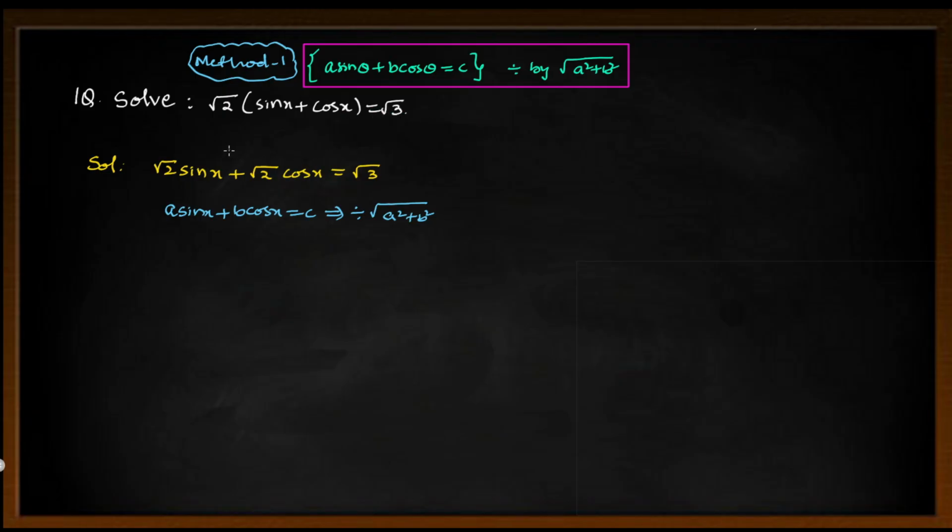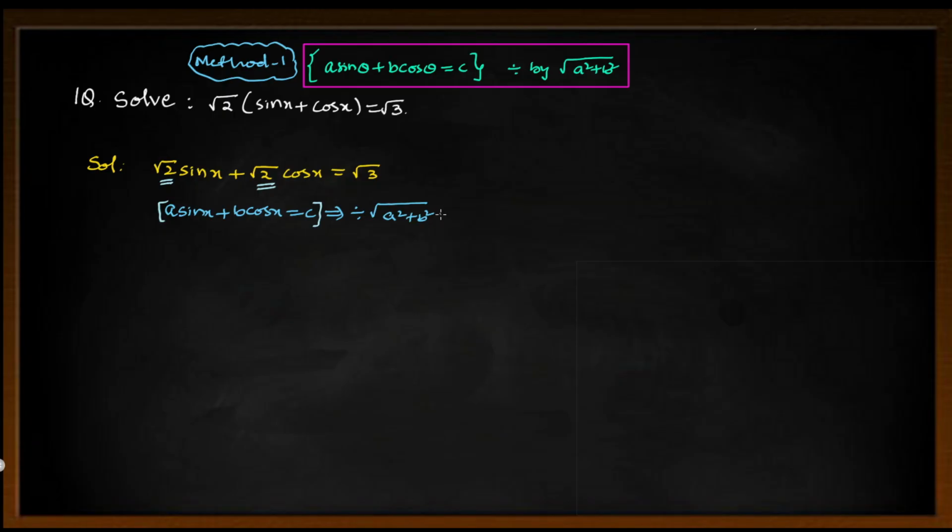So I'm writing the given equation. Multiplying root 2 into sin x, root 2 sin x plus root 2 into cos x, root 2 cos x equals root 3. Now if you compare with a sin x plus b cos x, the rule is dividing both sides by root over a square plus b square. So a means the coefficient of sin x, that is root 2. B means the coefficient of cos x, again root 2.